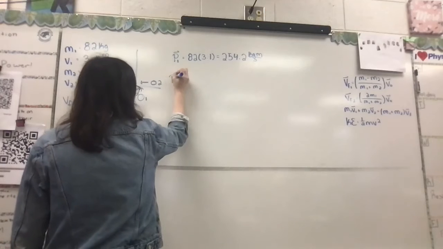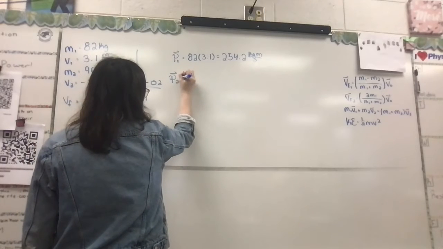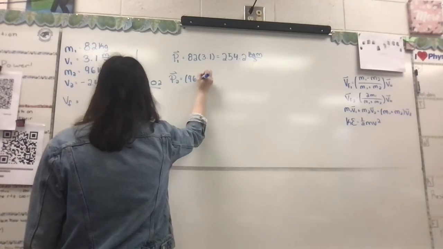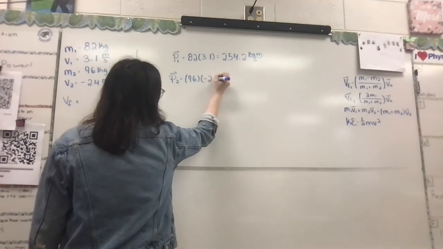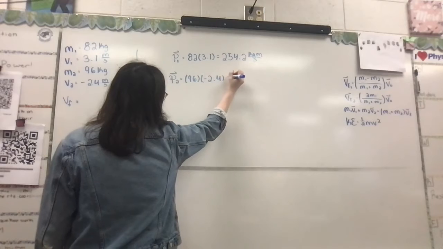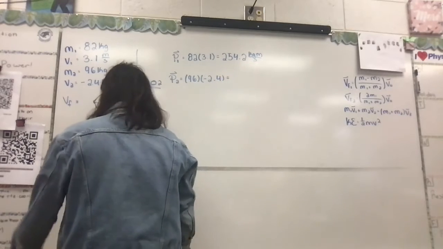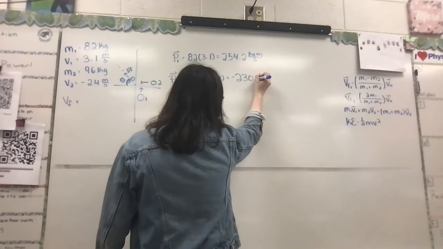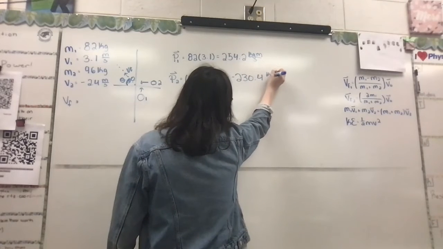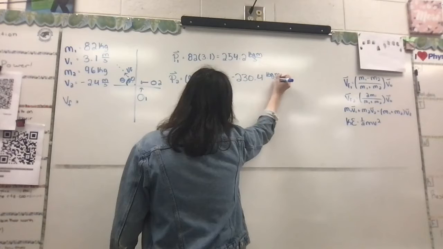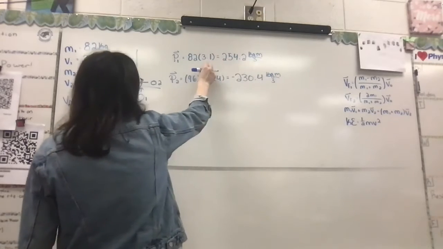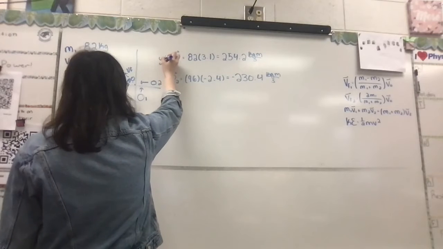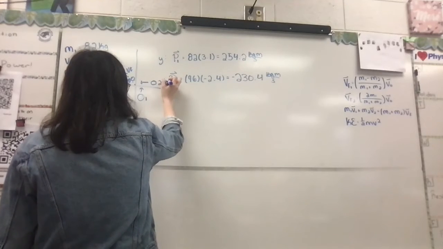Okay. Then we have the momentum of player 2. How do we find that? Mass times velocity. And don't forget that the velocity is negative, so we should get a negative momentum. Negative 230.4. What are the units? Kilogram meters per second. Okay. Now player 1, is it on the x or y axis? Y. And player 2? X.